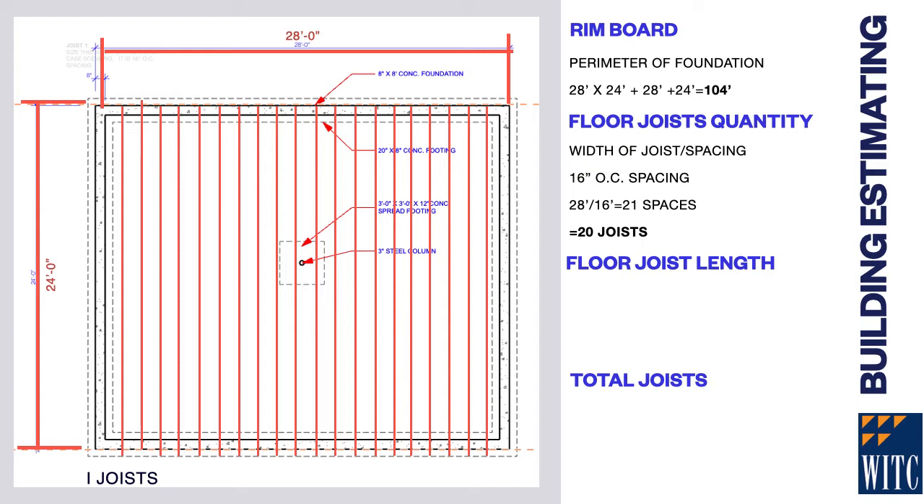But since we've already figured out our rim boards, the spaces here are the cavities between the joists, which means there's actually one less. So there are 20 joists that we have figured for that, because we are starting with a space and ending with a space, since we've already picked out our rim boards.